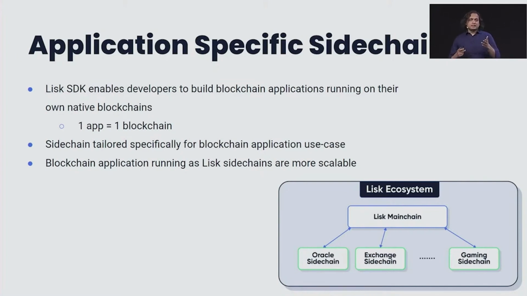But what if these applications could live on their own blockchains? With the Lisk ecosystem, that is possible. The Oracle can now live as a separate chain, an Oracle sidechain. The decentralized exchange can be a separate sidechain too, and so can the gaming sidechain. This means these applications now have their own block space, and users have the ability to pay gas fees just for the transactions happening on those applications.